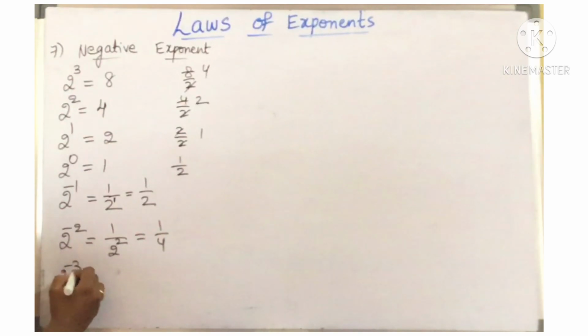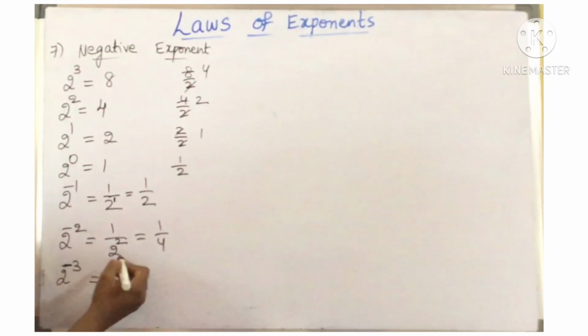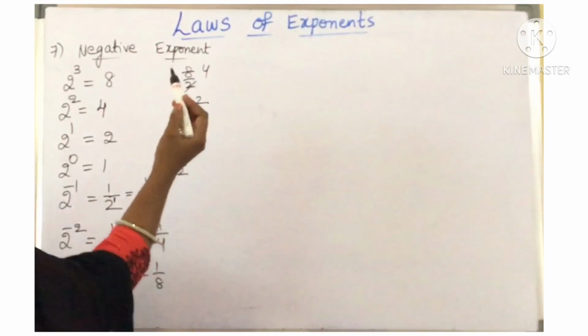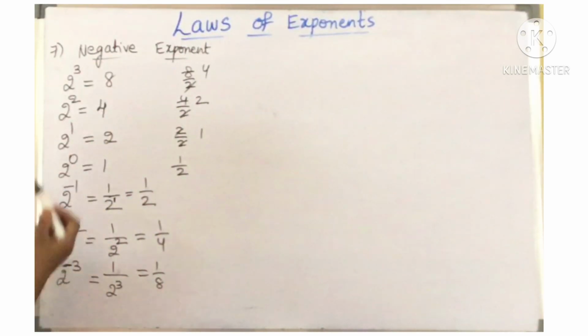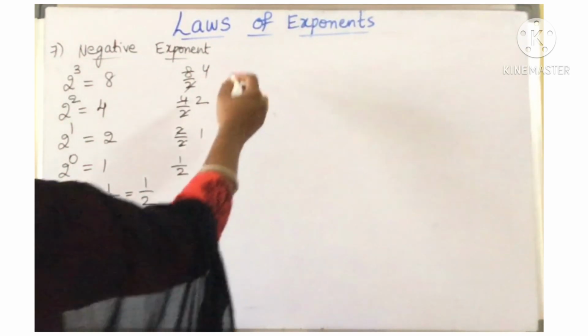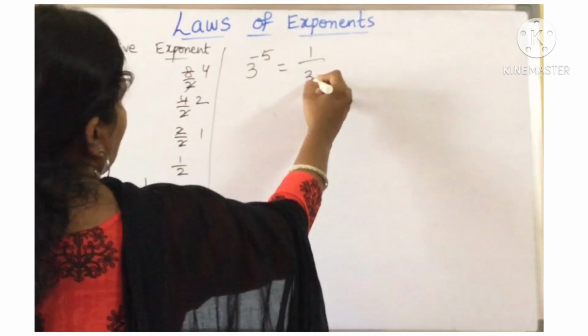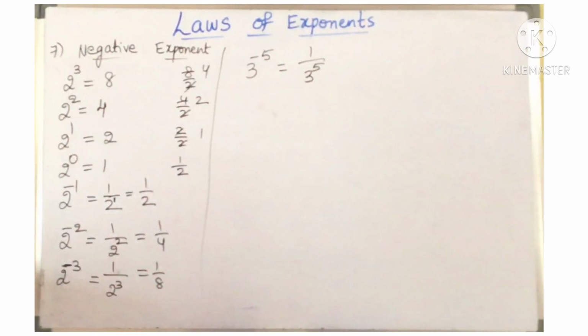If I take this, 1 by 2 cube means, to remove this negative symbol, we should write this number in the denominator. So 1 by 8. Understood, children? So when the exponent is decreasing by 1, the value becomes half of the previous value, isn't it? Now, can you say what is the value of 3 to the power of minus 5? 1 by 3 to the power of 5. So to remove the negative exponent, we should write that term in the denominator.